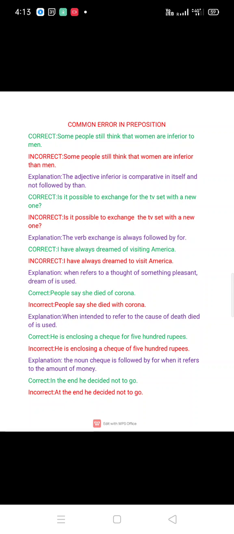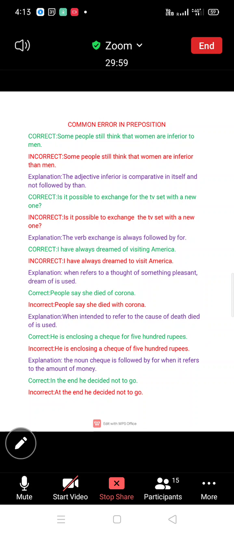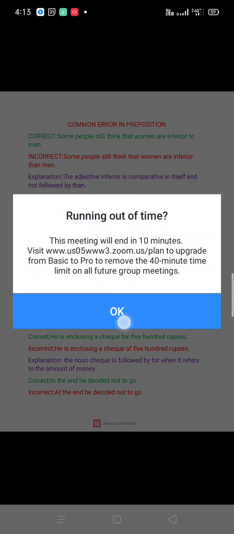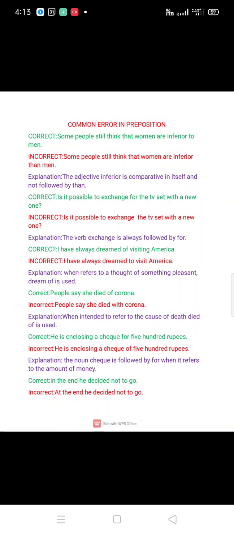So, here the verb exchange is always followed by for. Okay, not with, always for. Exchange for, not exchange with. Okay, so the correct sentence is, is it possible to exchange for the TV set with a new one, not exchange with. Okay, so exchange for, always you should use exchange for.